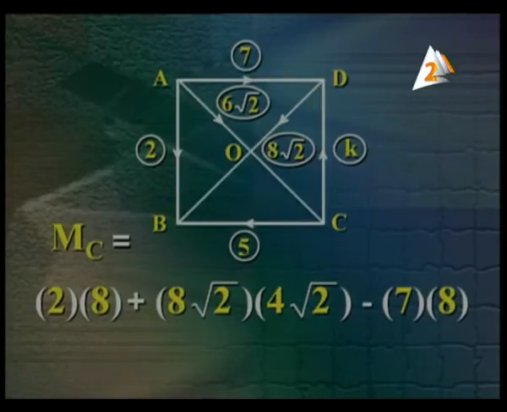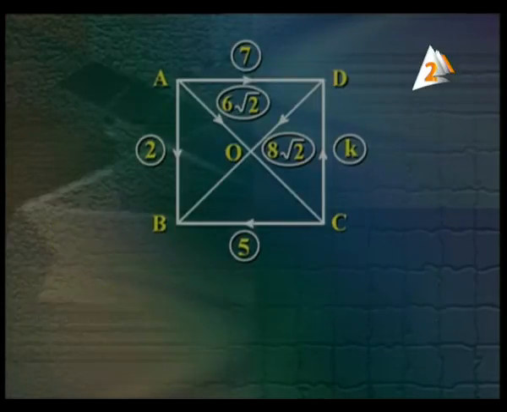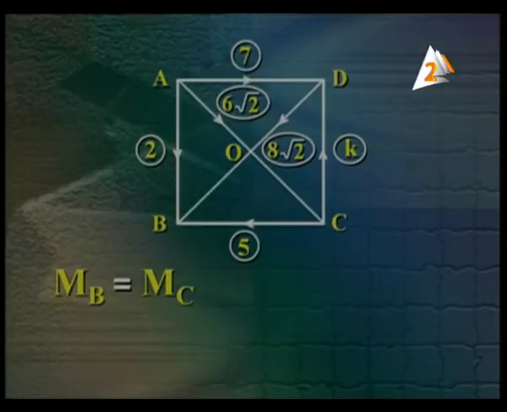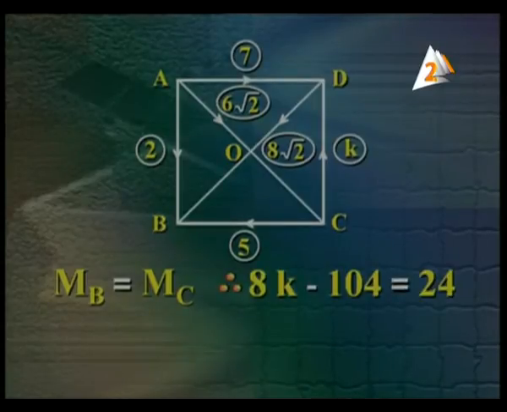Now, as given, since MB equals MC, we say 8K minus 104 equals 24, or 8K equals 24 plus 104, which is equal to 128. So the value of K equals 16 Newton.